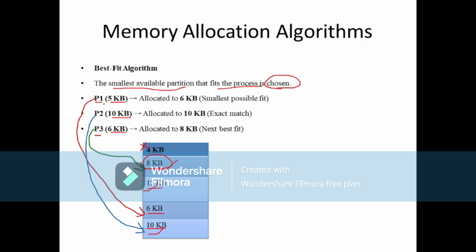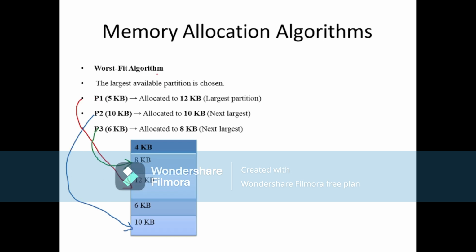So process P1 is allocated the partition of 6 kb. Process P2 gets allocated the partition of 10 kb and process P3 gets the partition of 8 kb. So if you see here, the memory wastage is minimal, right, in the best fit algorithm.